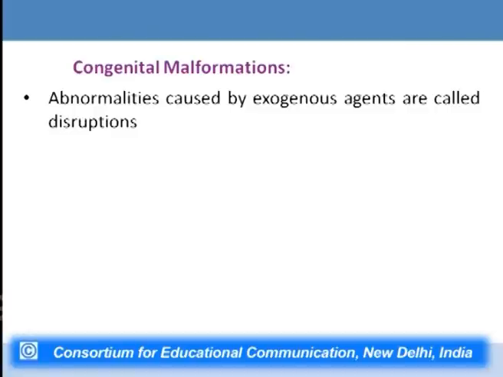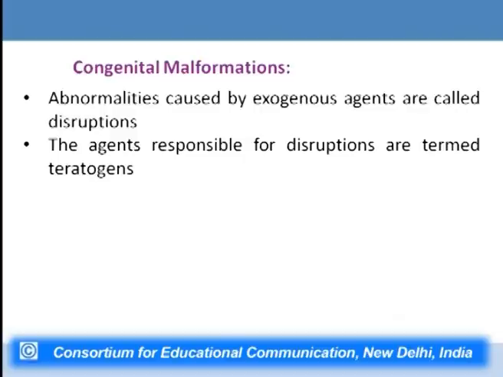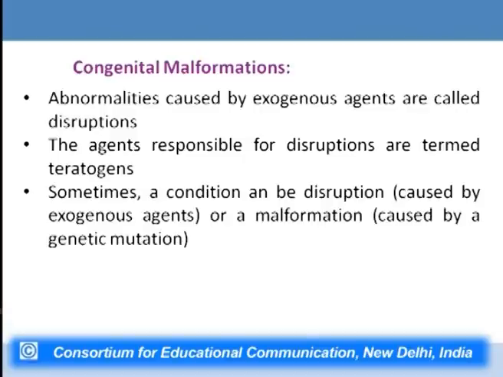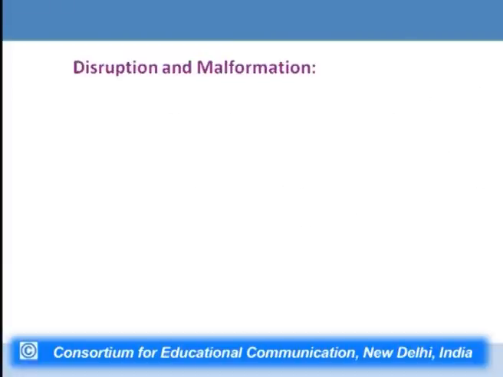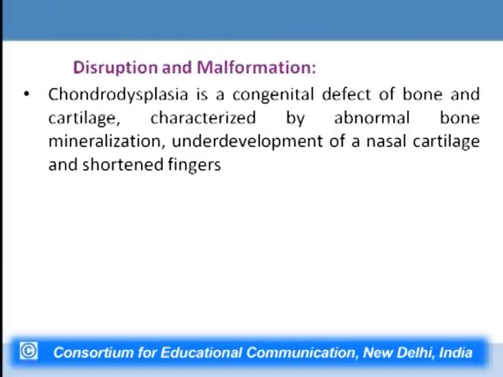Now these congenital malformations can also be caused by exogenous agents, and these are called disruptions. The agents which cause disruptions are known as teratogens. Sometimes a condition might be a disruption or malformation, and it is very difficult to find out what exactly is the cause of any anomaly.